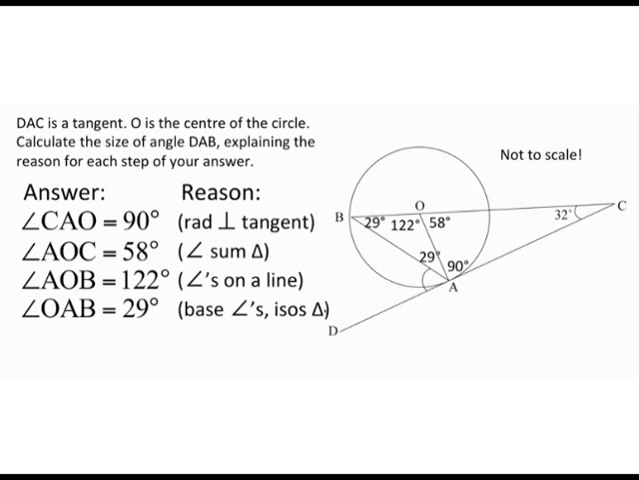Finally, we can get our answer. DAC is a tangent and OA is a radius. They make an angle of 90 degrees. We already have 29 degrees, and so the remaining angle is 61 degrees. Reason: radius is perpendicular to tangent.